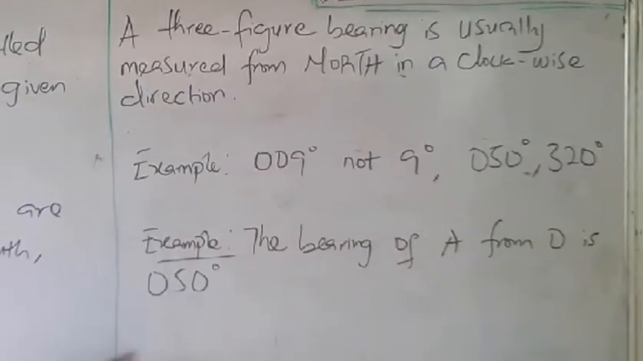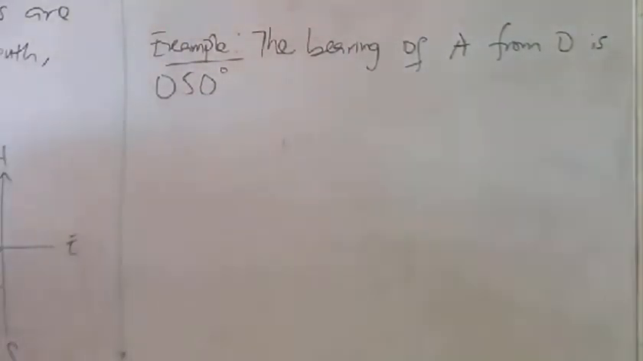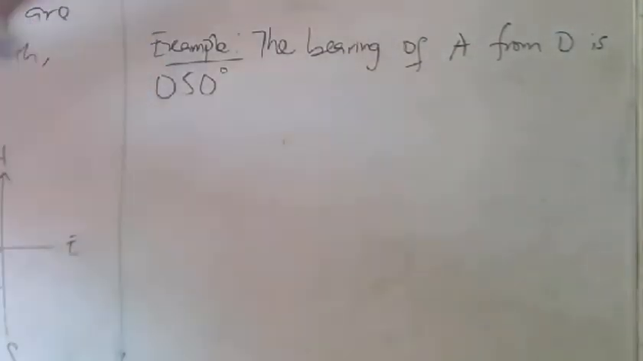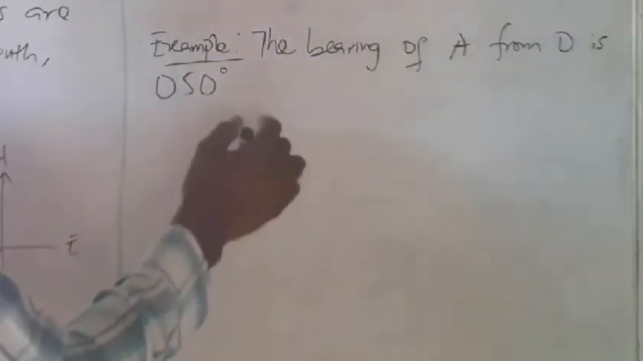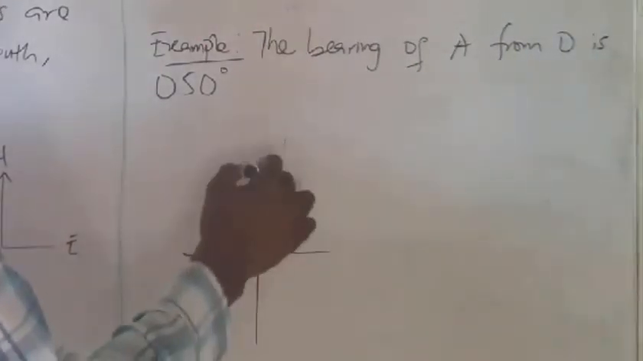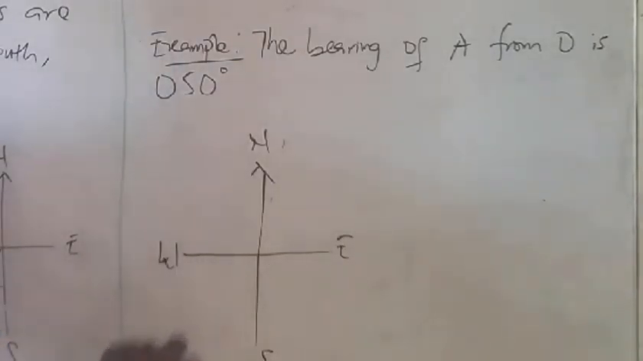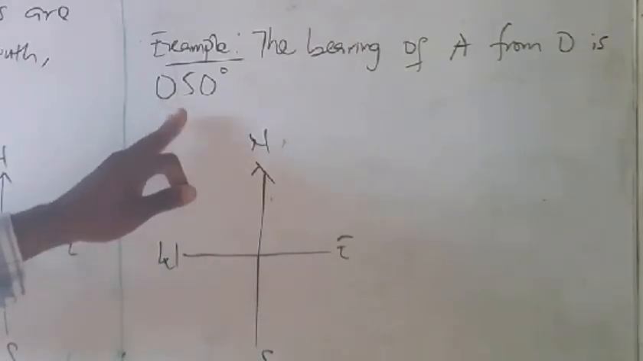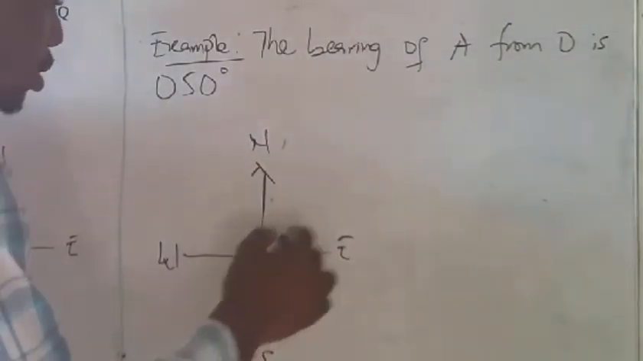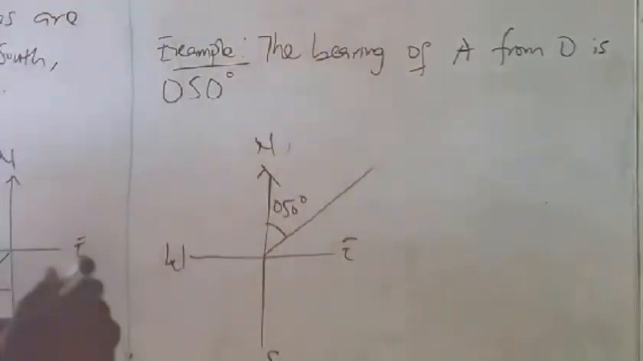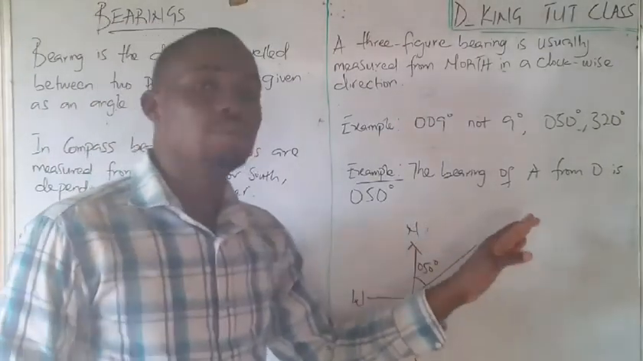Now, for example, the bearing of A from O is 050 degrees. I want to represent this in three-figure bearing, which is the way we see our questions nowadays. To represent this on the four cardinal points, we would start by drawing our north. This is our east, this is our south, and this is our west. We are given 050 degrees, in which case we locate 050 and put it there.